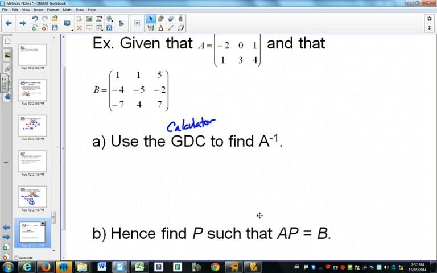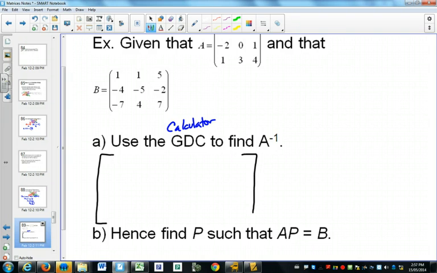Is it recording? Of A inverse, take 1. Hello, my name is Stephen Powell. I'm going to be using the GDC to find the inverse of A. I'm going to draw the square bracket right here. Draw the second one. Oh yeah, look at that.